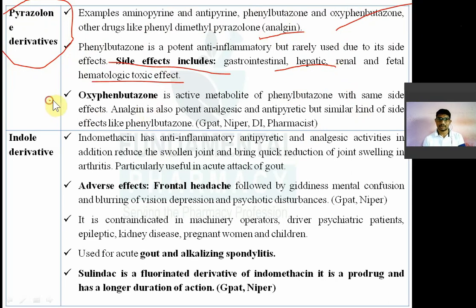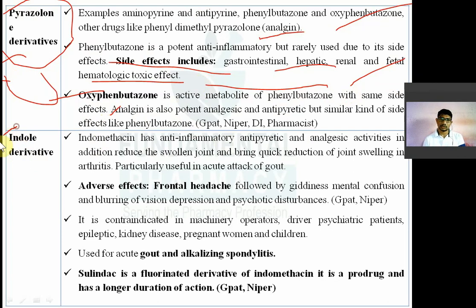The next drug is oxyphenbutazone. It is an active metabolite of phenylbutazone, with the same side effects and effects. Then analgin is also a potent analgesic and antipyretic drug, but similar kinds of side effects will be there in the case of analgin. So these are the pyrazolones. Obviously, they are used as analgesic, anti-inflammatory, and uricosuric drugs.